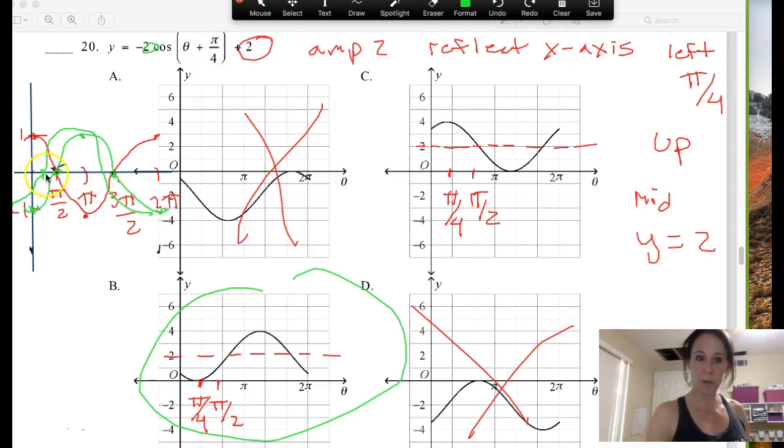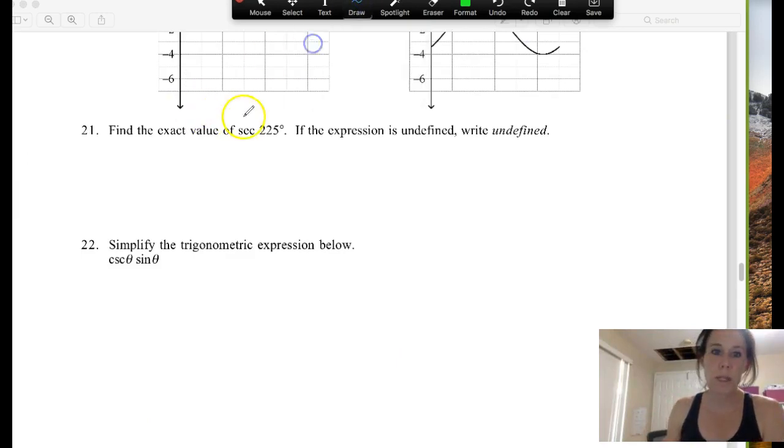Left, pi over 4. So I took my sine curve and I had to shift it left, pi over 4. And then just find your 5 benchmark points from negative pi over 4 to a little bit before 2 pi, pi over 4 less than 2 pi, to get that full 2 pi curve in there. All right, good luck. Okay, let's do secant.